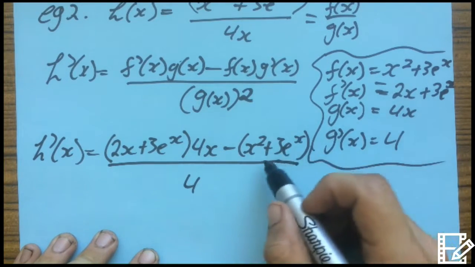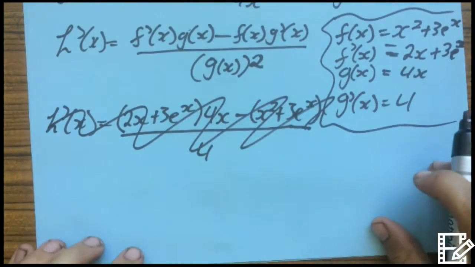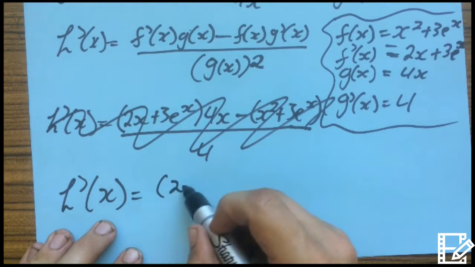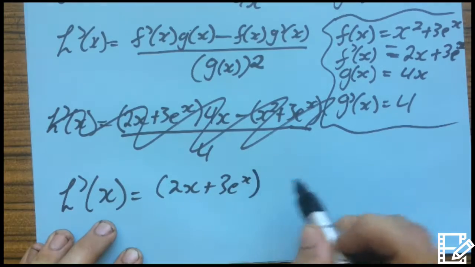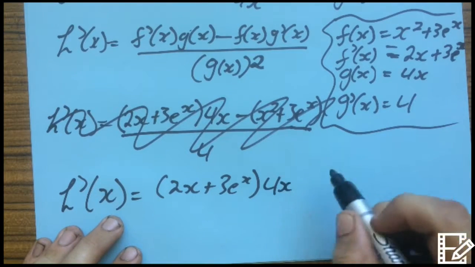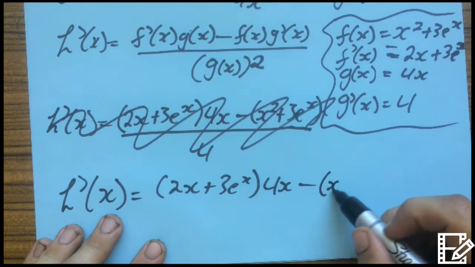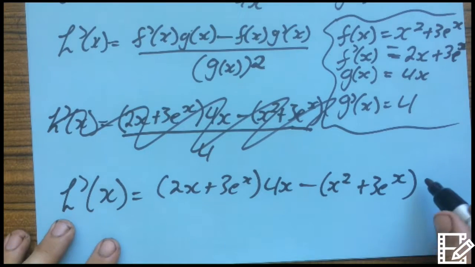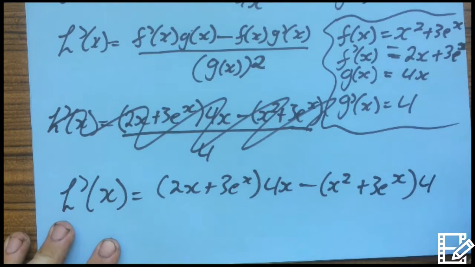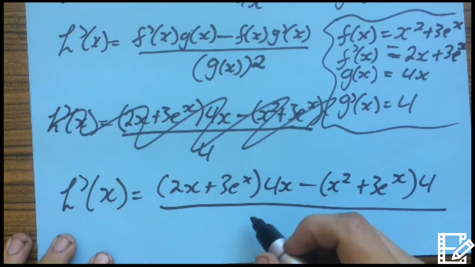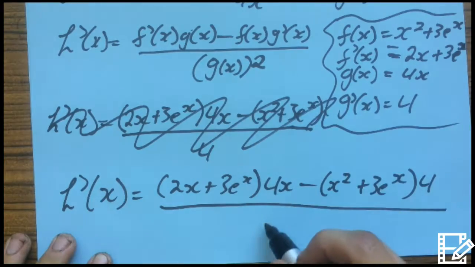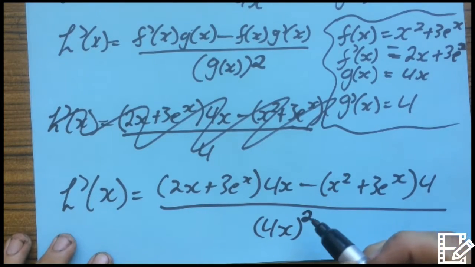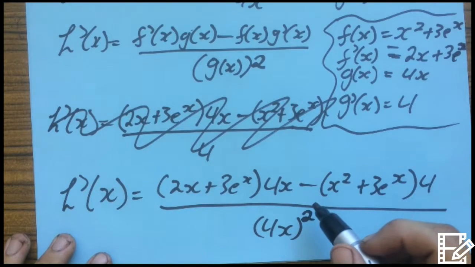Oh, forgot to. Hold on, I'll rewrite this. Derivative of f(x), 2x plus 3e^x, multiplied by g(x), which is 4x, minus f(x), which is x squared plus 3e^x, multiplied by the derivative of g(x), which is 4. And all of that is over g(x) squared. So that's 4x squared. You can simplify this further, but I'm not going to.